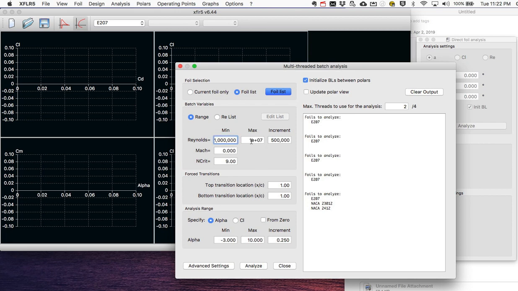So just make sure this range covers your full range of Reynolds numbers. So here, 1 million to 10 million is suitable.